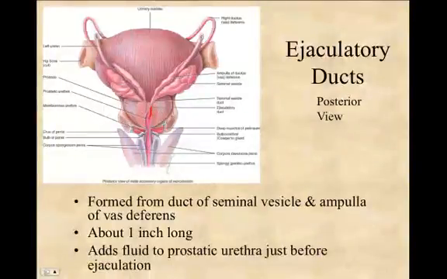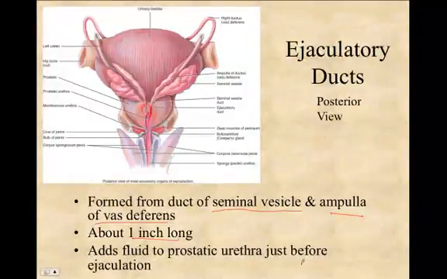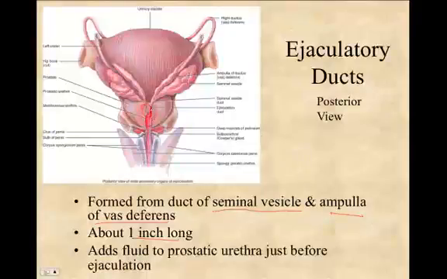Now you can see here's the prostate gland, and the prostate gland also is going to secrete substances into the urethra. The ejaculatory duct, just this section right here, is formed from the duct of the seminal vesicle and from the ampulla of the vas deferens. It's only about 1 inch long, and it's going to add fluid to the prostatic urethra just before ejaculation. This portion of the urethra that runs through the prostate is what we call the prostatic urethra right here.